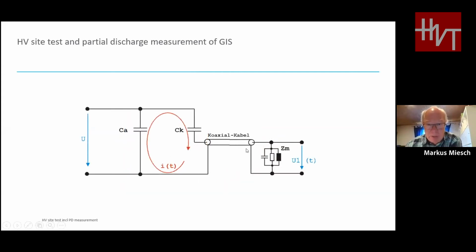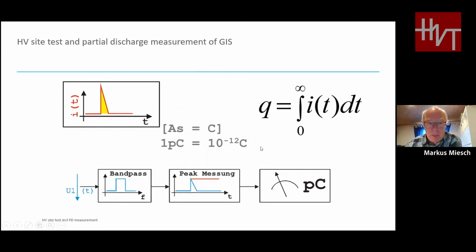This current has to be supplied by the coupling capacitor. In order to measure the PD now, this coupling capacitor is connected to a quadrupole, and the current in this loop creates a voltage drop at the end of this quadrupole. On this quadrupole, a PD measurement instrument can be connected, and this PD measurement instrument shows the discharge in picocoulomb.